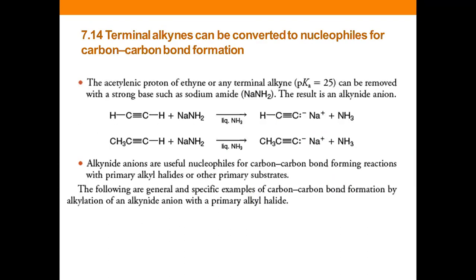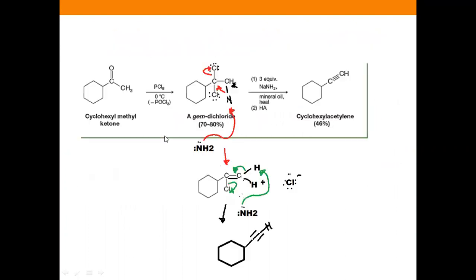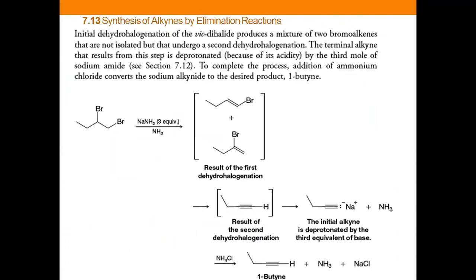So terminal alkynes can also be converted to nucleophiles for carbon-carbon bond formation. So for example, you have your acetylenic proton in ethyne here. For any terminal alkyne, you remember the pKa is around 25 and it's very acidic. It can be removed with a strong base. Okay, if you remember earlier in one of the reactions, you have this and we actually have another NH2.